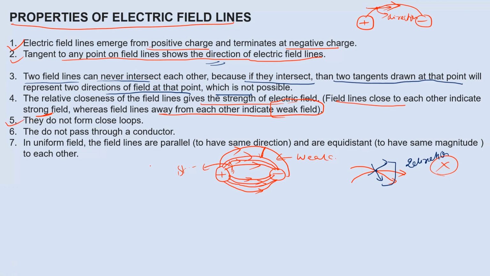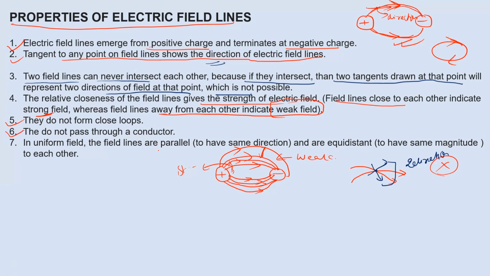Now you see the fifth point. They do not form closed loops. Electric field lines do not form closed loops, because they start from positive and end at negative. They do not start from negative to positive. For forming closed loops, it should be somewhat like this. So they are not forming closed loops. Clear?